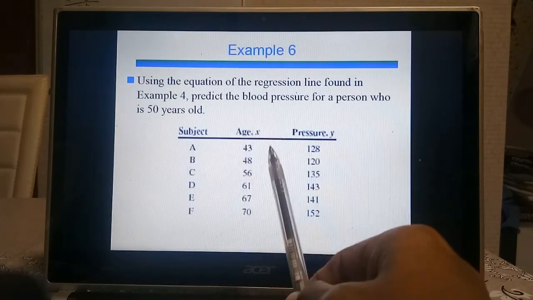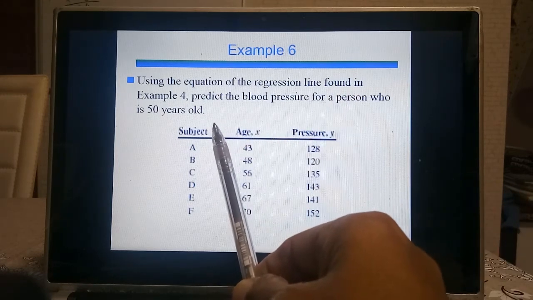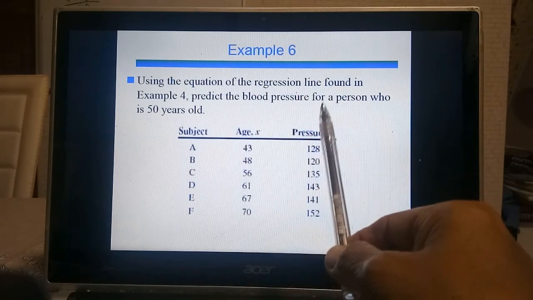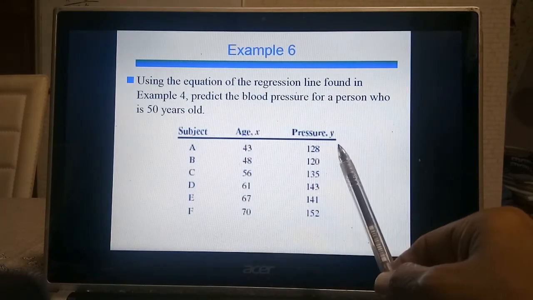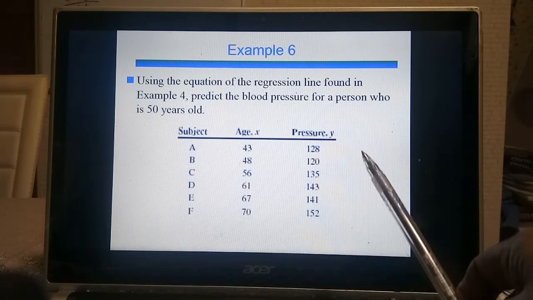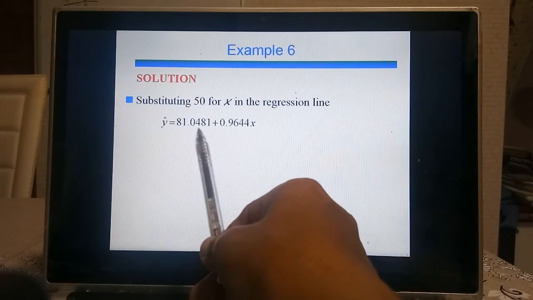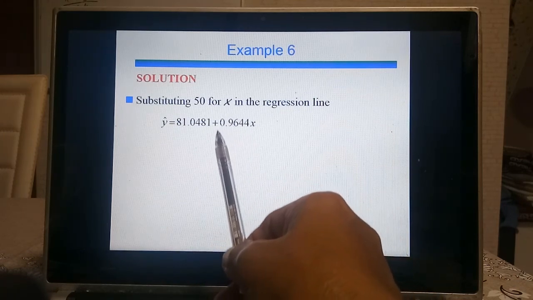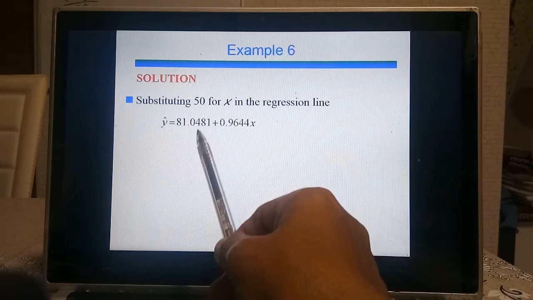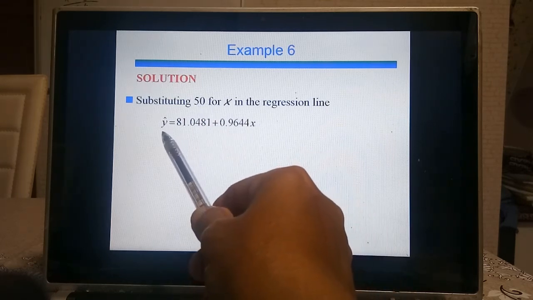Example to make a prediction using the equation of the regression line found in example 4. Predict the blood pressure for a person who is 50 years old. Kita ada age tadi, kita ada pressure. Okay, now kita nak gunakan model yang kita dapat tadi, regression line ni daripada data example tersebut. So now kita nak predict what is the blood pressure for people who age are 50. So maknanya bila X 50, kita ganti kat sini. What is the blood pressure, which is Y.